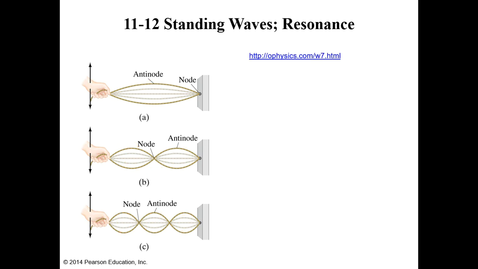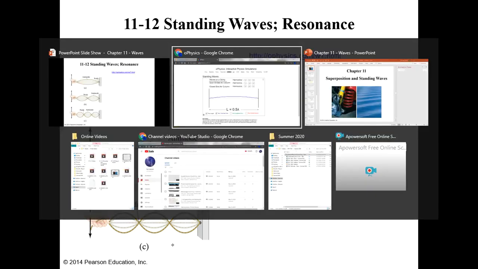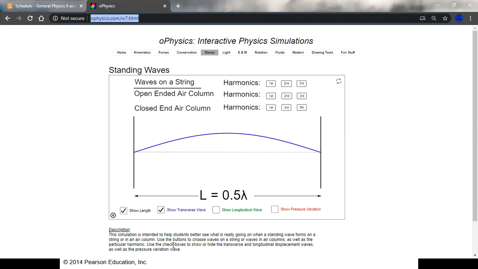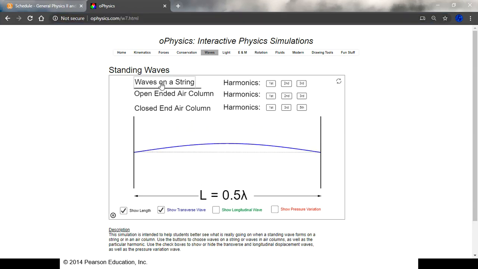Let me show you this a little bit. Here's a website that really illustrates this well. You can note this and look at it yourself. I'll include it in the notes on Falcon Online. But I've got it going right here. This is what we've got. So we're looking at a wave on a string, first harmonic.